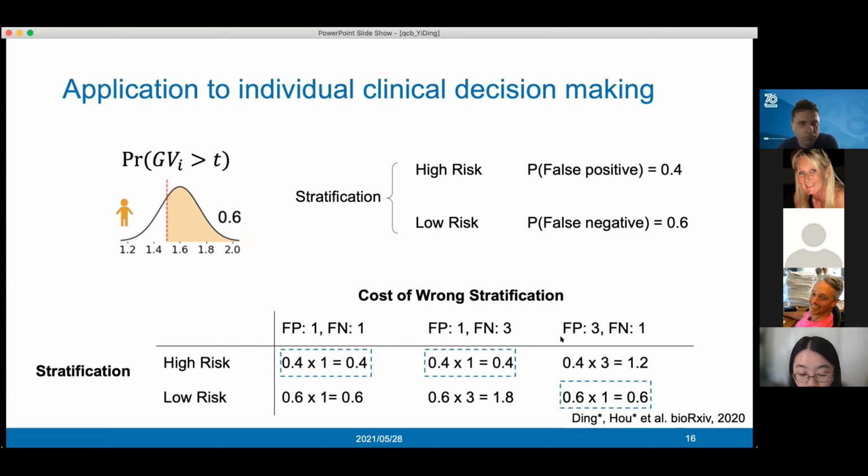And there are also scenarios where the false positive will have a larger cost than the false negative. And then for this situation, we might prefer to conclude this individual will be low risk and assign the corresponding intervention.